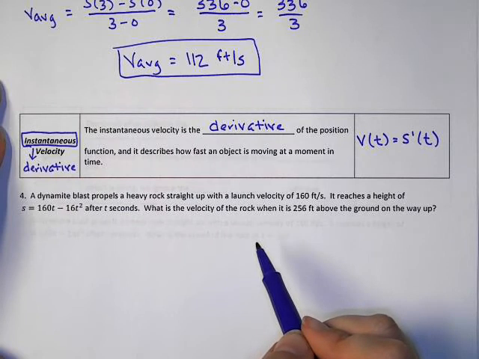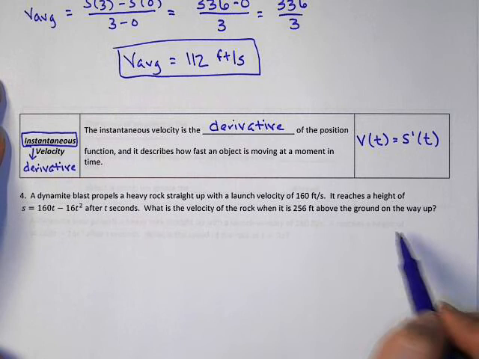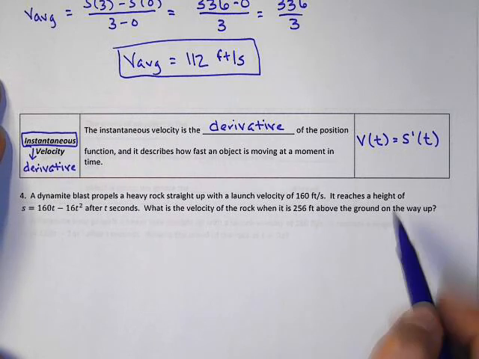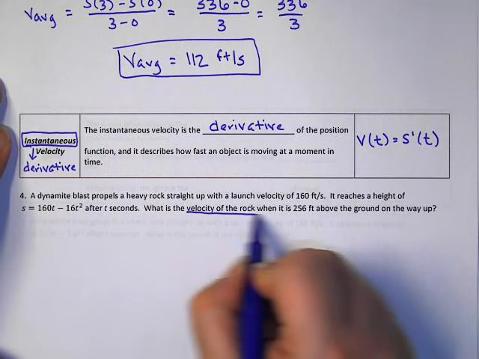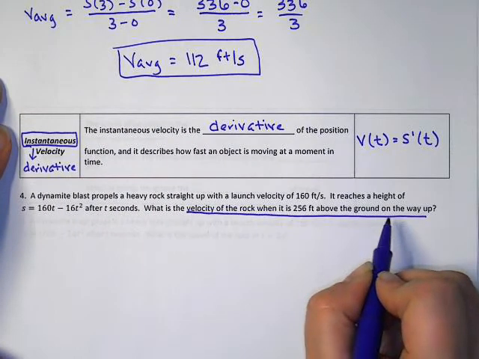Alright, so question 4 gives us this same scenario, but now it says, what is the velocity of the rock when it is 256 feet above the ground on the way up? So we have to take a step back and kind of think about this for a second. We want the velocity when the rock is at 256 feet above the ground on the way up.